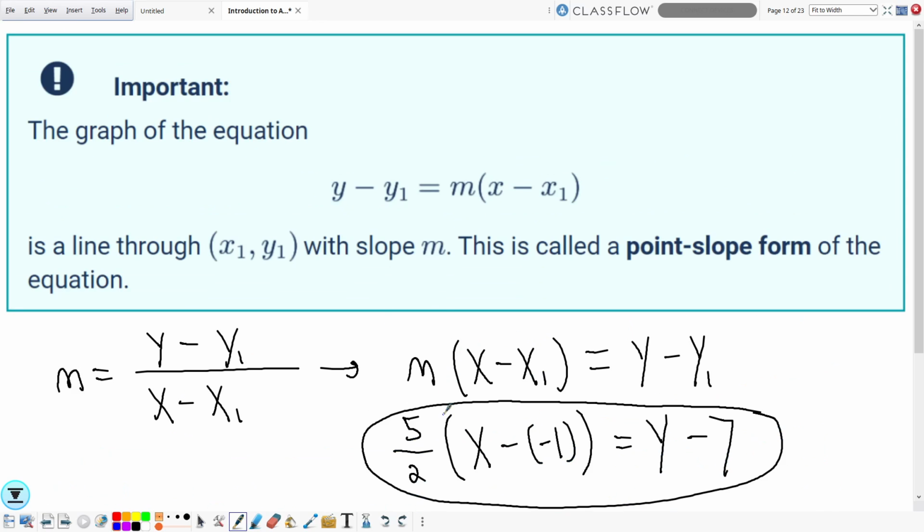And we also wrote our answer in point slope form. That was 5/2 times x minus -1 equals y minus 7. Both have their advantages and disadvantages. We'll see how we can sort of use that stuff down the road. But we'll wait for another video because I think this one's a little bit long.